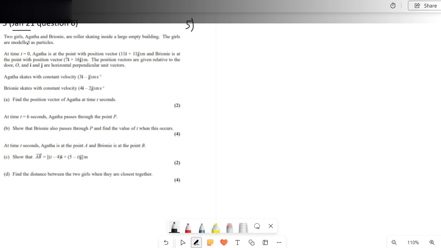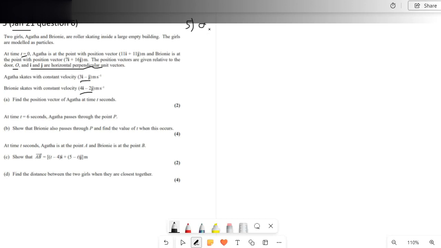For the last math, number 5, which is a question from Jan 2021, number 6, it said that two girls, Agatha and Bryony, are roller skating inside a large empty building. The girls are modeled as particles. At time t is equal to 0, Agatha is at the point with position vector 11i plus 11j, and Bryony is at the point with position vector 7i plus 16j meters. The position vectors given are relative to the door O, or the origin, and i and j are horizontal perpendicular unit vectors. Given that Agatha skates with constant velocity 3i minus j and Bryony with velocity 4i minus 2j.